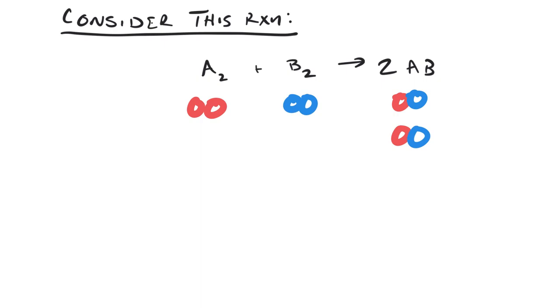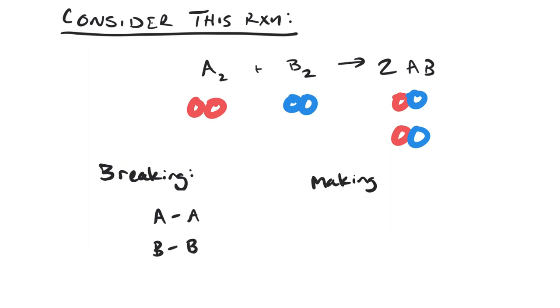So let's think about what's actually happening as I do this reaction. Anytime I do a chemical reaction, we know that we are making bonds and breaking bonds. In this case, the bonds that I'm breaking, I have to break an AA bond, and I have to break a BB bond. And then I'm making an AB bond and an AB bond. So I'm making two bonds that are A to B.